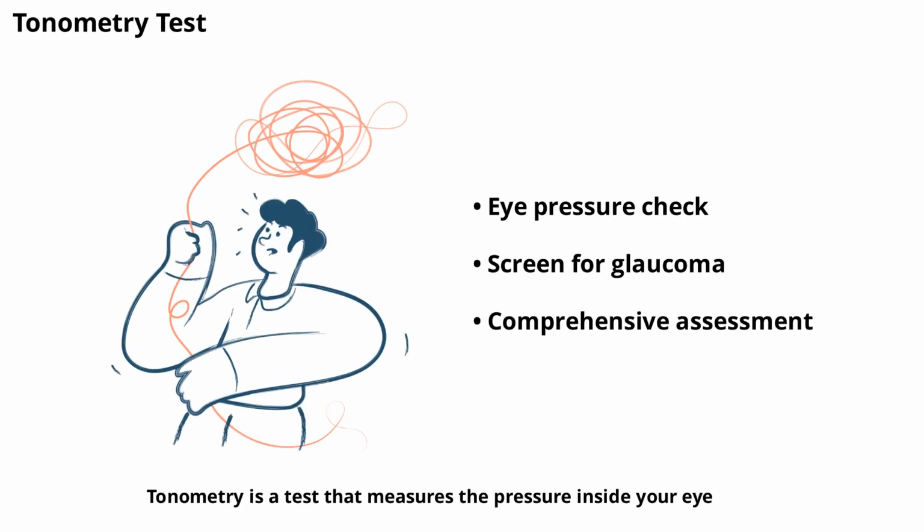Tonometry is a test that measures the pressure inside your eye, known as intraocular pressure. While this test is primarily used to screen for glaucoma, it's often performed during a comprehensive eye exam for cataracts.